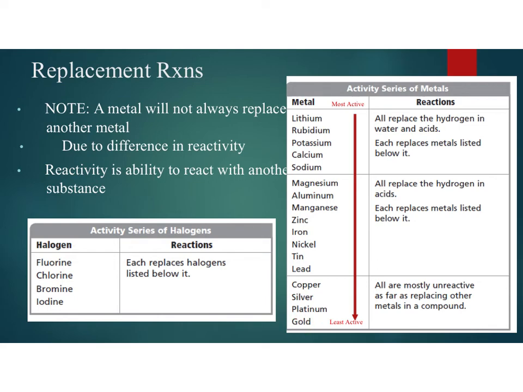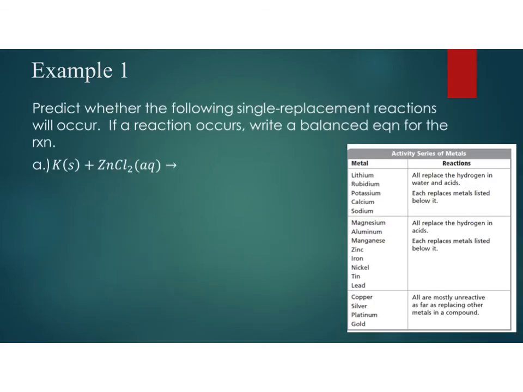Okay, and that's similar to our halogen activity series. Okay, fluorine can replace anything below it, but iodine is not going to be able to replace anything above it. Okay, and it tells you again right here, it says each replaces halogens listed below it. So again, you just have to understand how to use a chart, and then you guys should be all set going forward. So for example 1, it says predict whether the following single replacement reactions will occur.